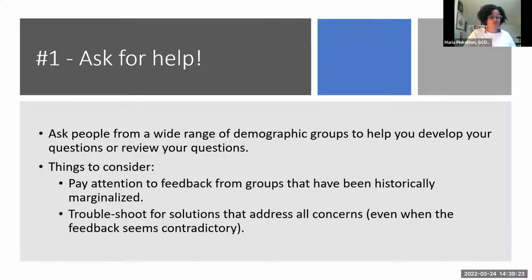You can ask members of your council. You can ask members who participate in your various funded programs. Things you want to consider are paying attention to feedback from groups that have been historically marginalized. Also, you would want to troubleshoot for solutions that address all of the concerns, even when that feedback that they are giving you may seem contradictory. Next slide, please.